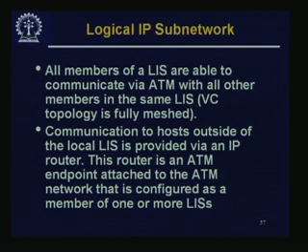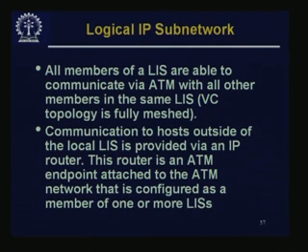Each IP subnetwork is a logical IP subnetwork, or LIS. All members of a logical IP subnetwork are able to communicate via ATM with all other members in the same LIS, which means that if two nodes are in the same logical IP subnetwork, you would set up a VC between them. So there is a VC between every pair amongst all nodes in a particular logical IP subnetwork. So there is a VC mesh, and everybody can communicate with everybody else. Communication to hosts outside the local LIS is provided via an IP router. This router is an ATM endpoint attached to the ATM network that is configured as a member of one or more LISs. Naturally, just as a router may be a member of more than one network, similarly here the router is configured as a member of one or more LISs.